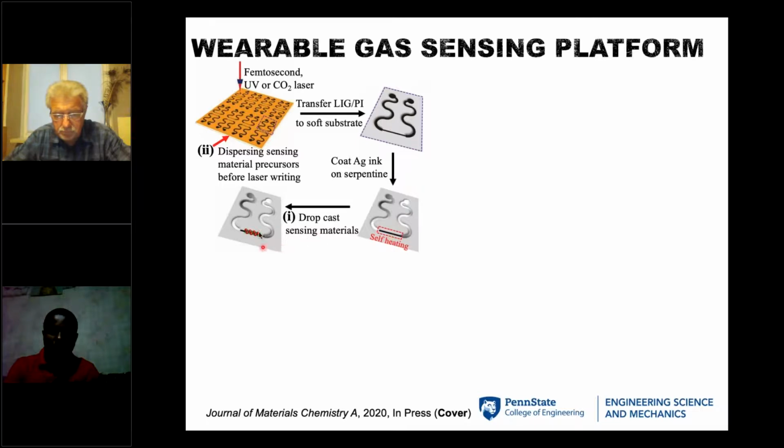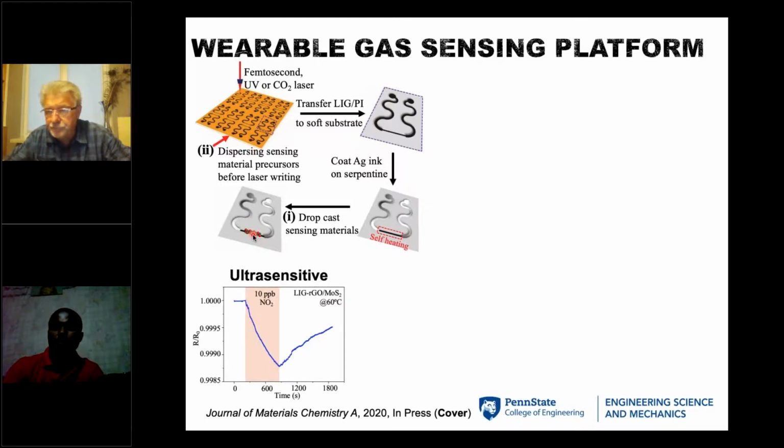And we can disperse different materials, or in a different route, we can disperse the nanomaterial precursor before the laser scribing process. And then when you do the laser scribing, you can directly integrate the nanomaterial into the platform without separately dispersing the material afterwards. So it's so versatile to be compatible with a lot of nanomaterials.